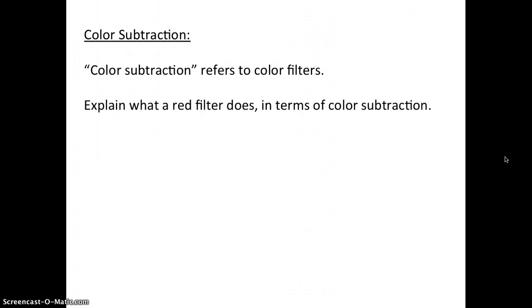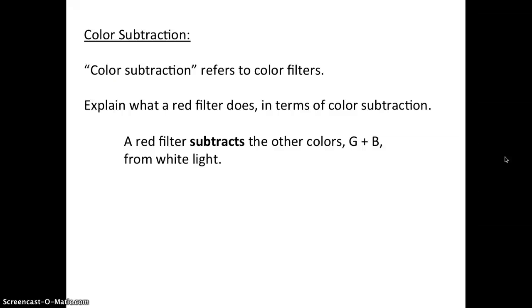Color subtraction refers to color filters. For example, if we're asked to explain what a red filter does in terms of color subtraction, this is easy. A red filter subtracts the other colors, green and blue, from white light. It only transmits red.